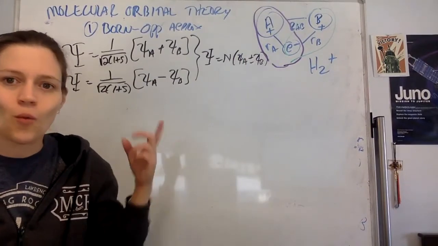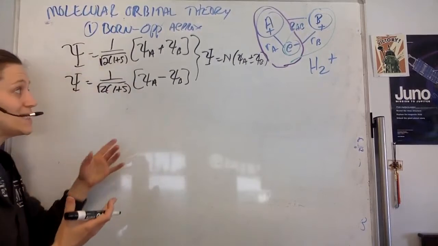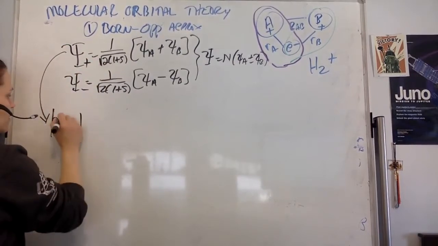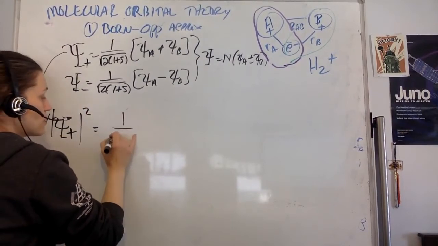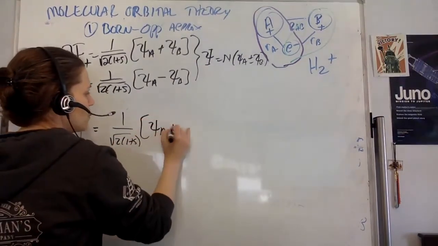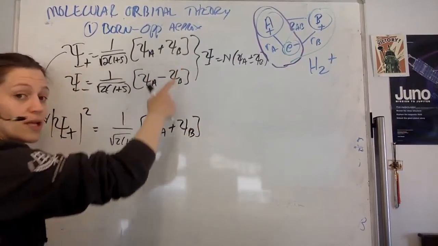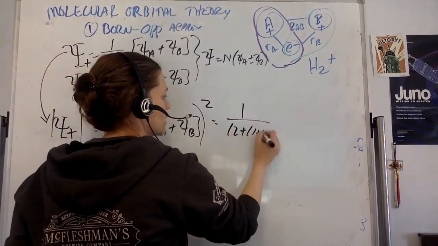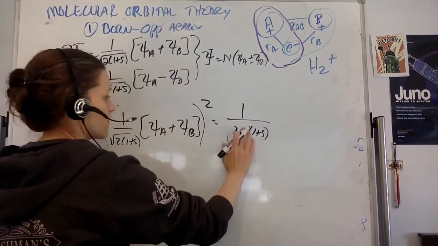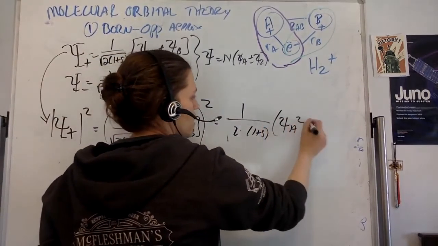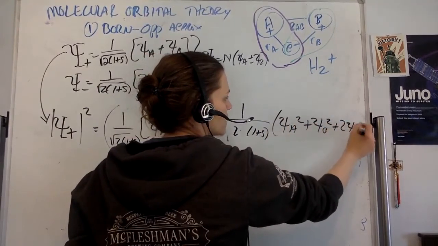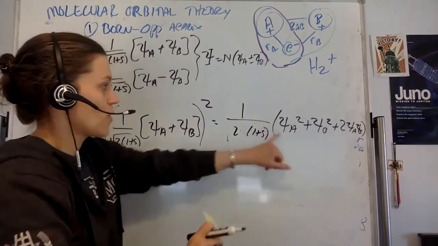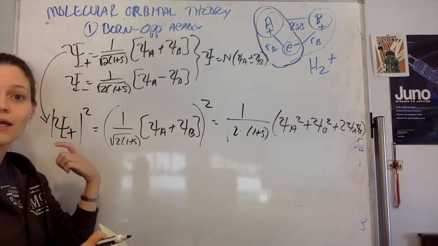But let's first explore what this would be for psi squared, because remember the probability density is psi squared, not psi. Let's take the plus one first. So psi plus squared equals 1 over square root 2 (1 plus s) times (psi a plus psi b), the linear combination of our atomic orbitals, and I'm going to square this. That gives me 1 over 2 (1 plus s) times psi a squared plus psi b squared plus 2 psi a psi b. If you recall foiling, first, outside, inside, last. That represents my probability density for my molecular orbital.